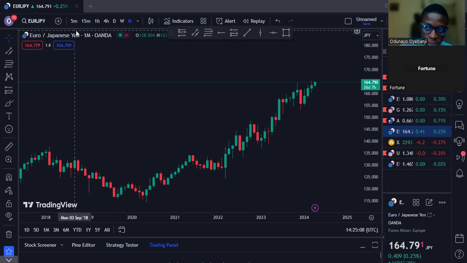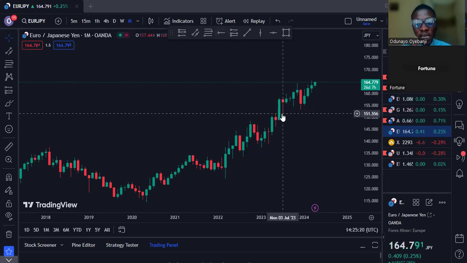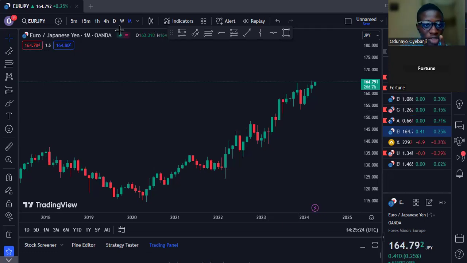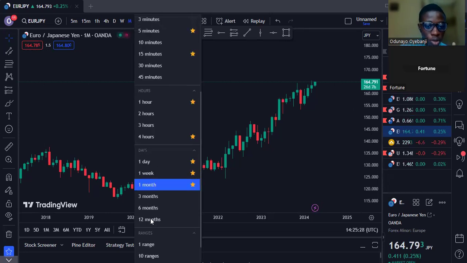So we have time frames. We have the monthly time frame, weekly, daily, hourly, minute, seconds. You get that? In the monthly time frame, each candlestick represents a month. I'm actually on the monthly time frame right now. Let me show you the drop down. So this is the monthly time frame.